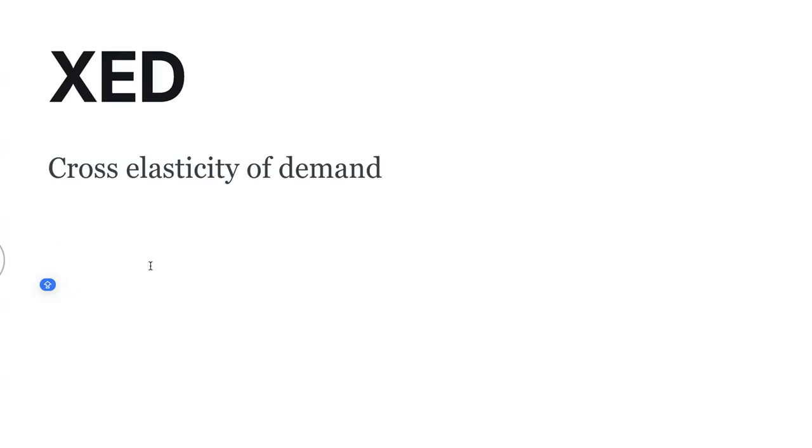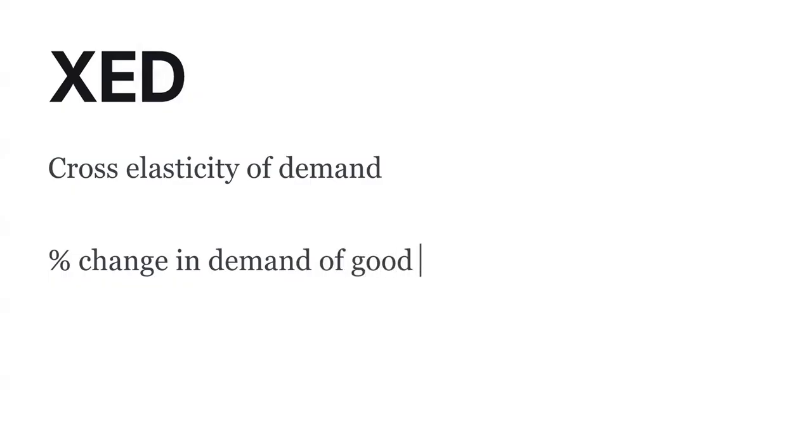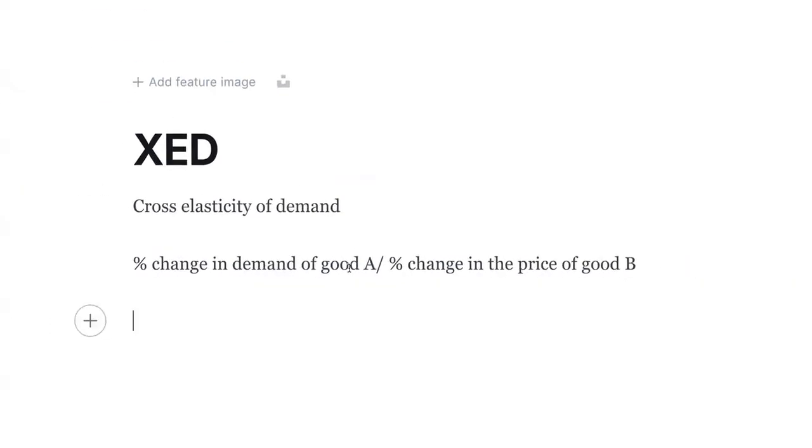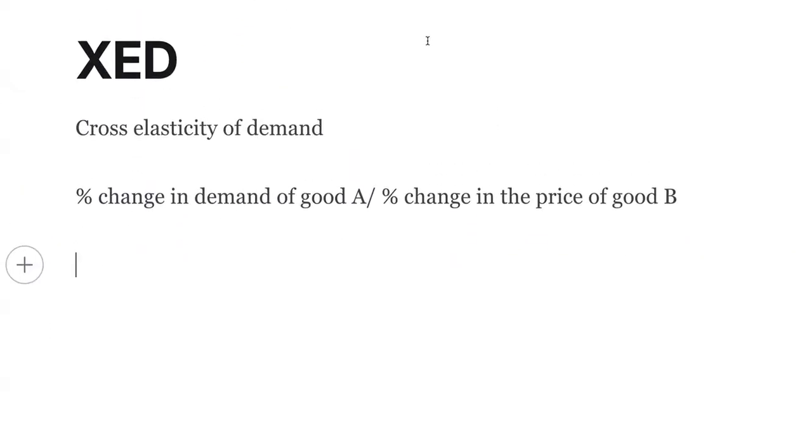So what we're going to do is measure the percentage change in demand. It's still the third letter, so that can still help that trick. Of good A divided by the percentage change in the price of good B. So for the first time, we're linking two different goods and services.